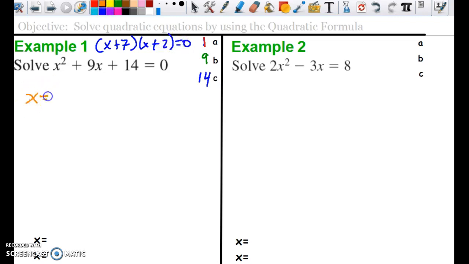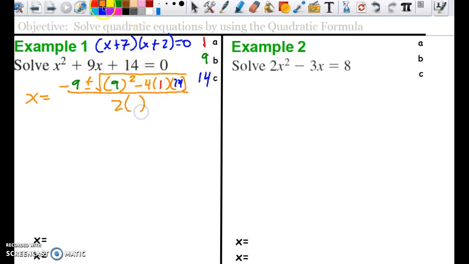So x equals the opposite of b, so negative 9, plus or minus the square root, and I have b squared now, 9 squared, minus 4ac. So I'm going to write a and c in there. A is 1, c is 14. All over 2a. So there's the 2, and then here's a.